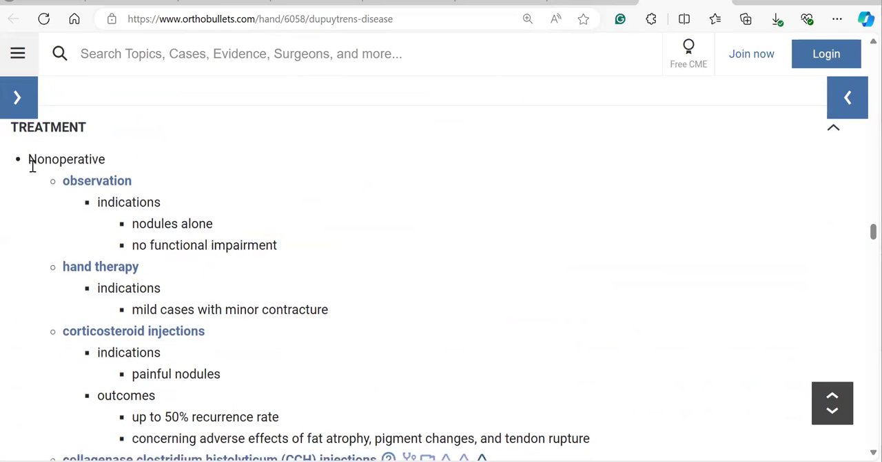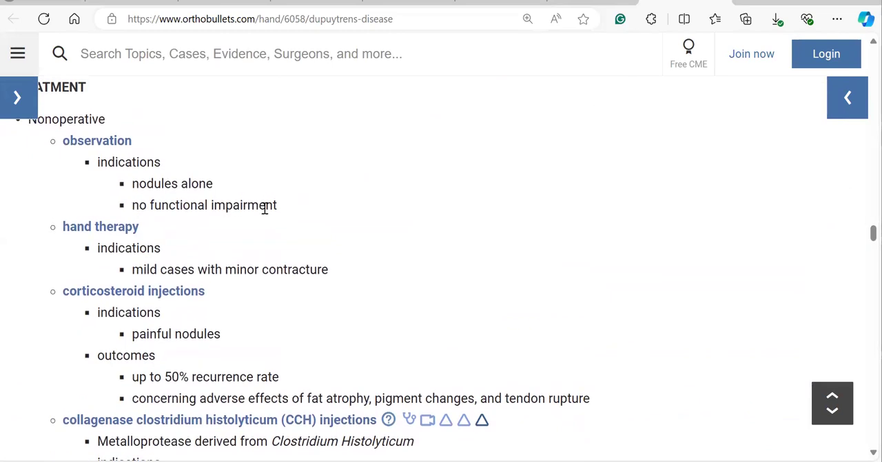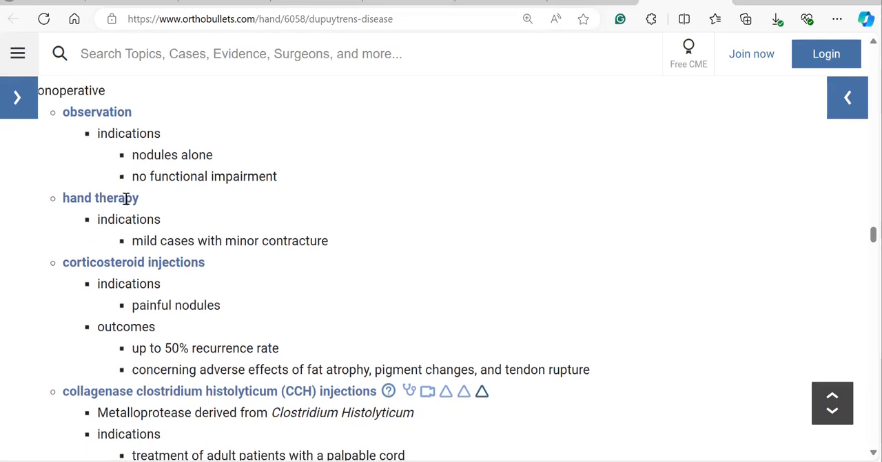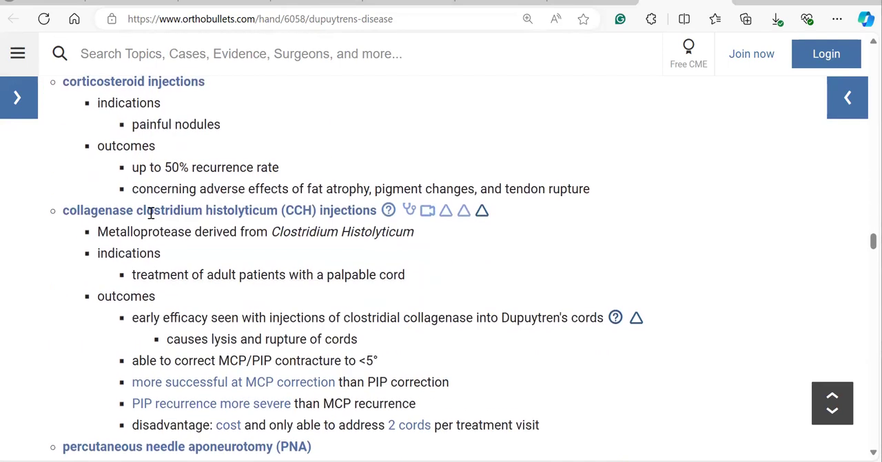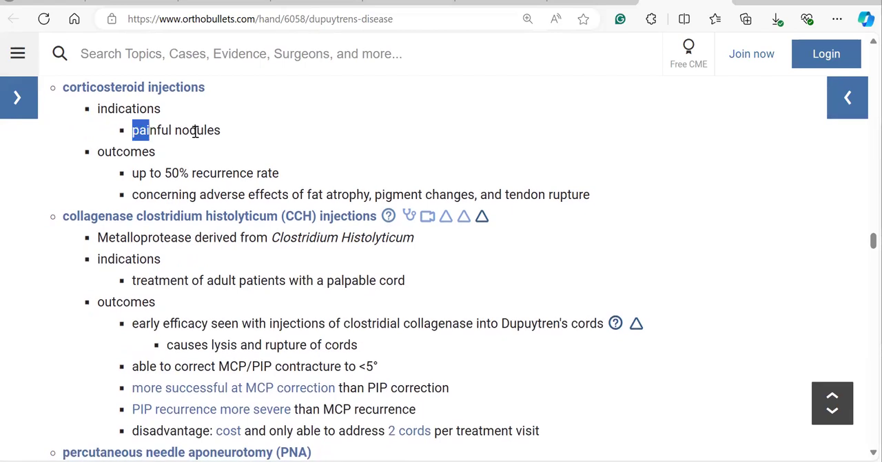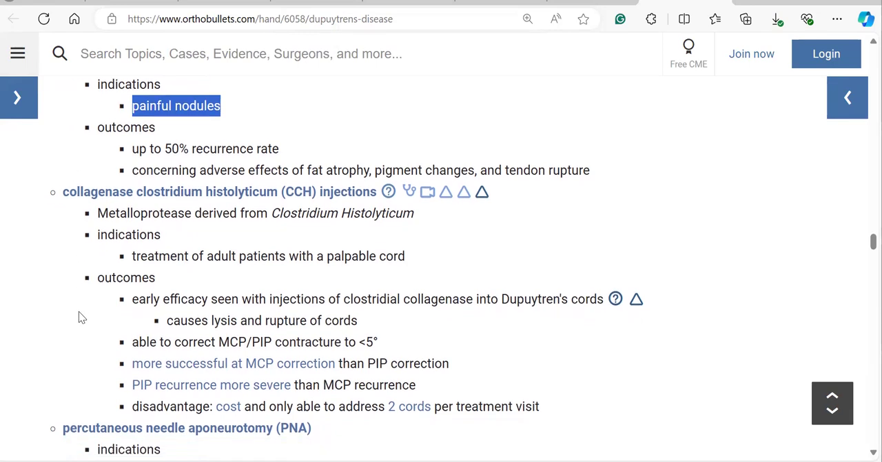Okay, so the treatment includes non-operative and operative. If there is no functional impairment, and even no contracture, just a nodule that you can feel on the palmar aspect, there is nothing you need to do. Just observation is all that the patient needs. You can even send them to an occupational therapist or a hand therapist in this time. When the patient starts to get a painful nodule, that's the time you can go for a steroid injection into the nodule.